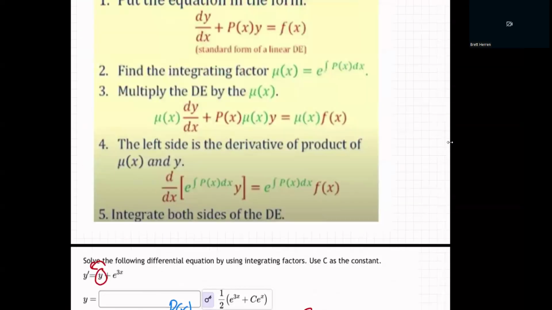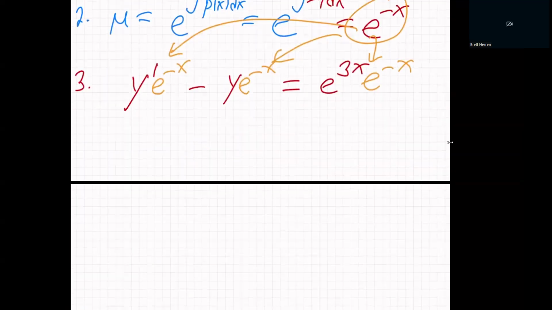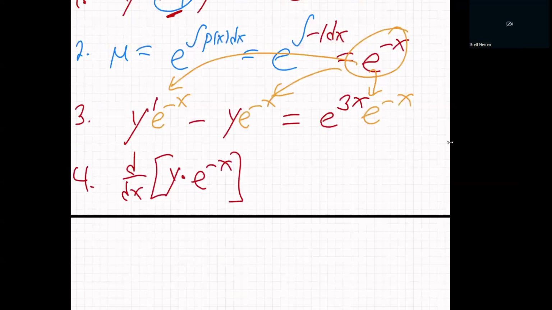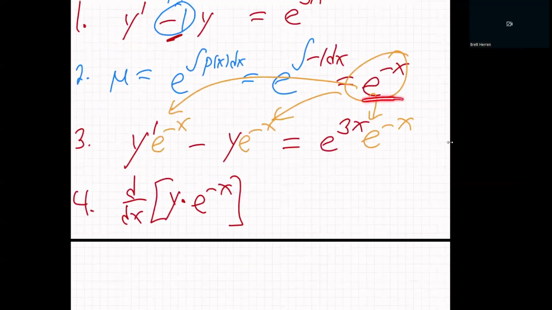Now, step four says the left side is the derivative of the product. Write it as the derivative of the integrating factor and y multiplied together. So step four, this left side is d/dx of y and the integrating factor, which we multiplied through by, which was e to the minus x. And the right side just stays as it was. Well, actually, we can combine things there.